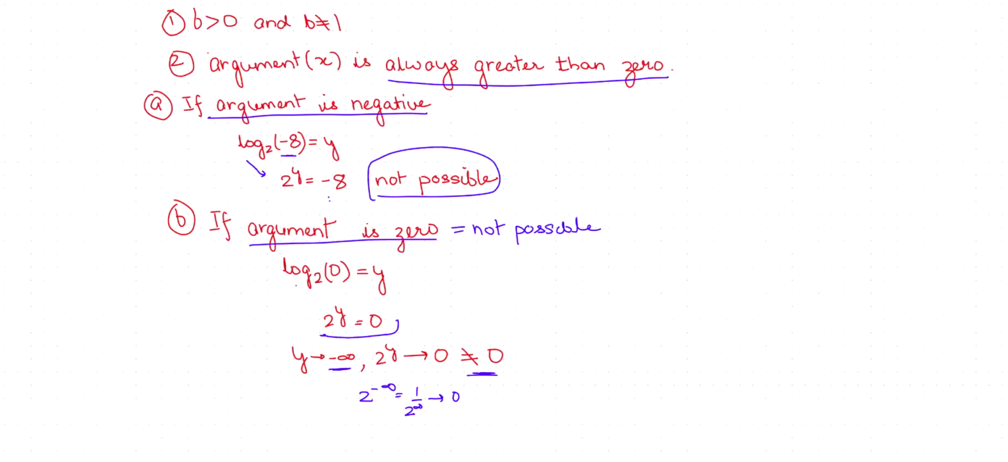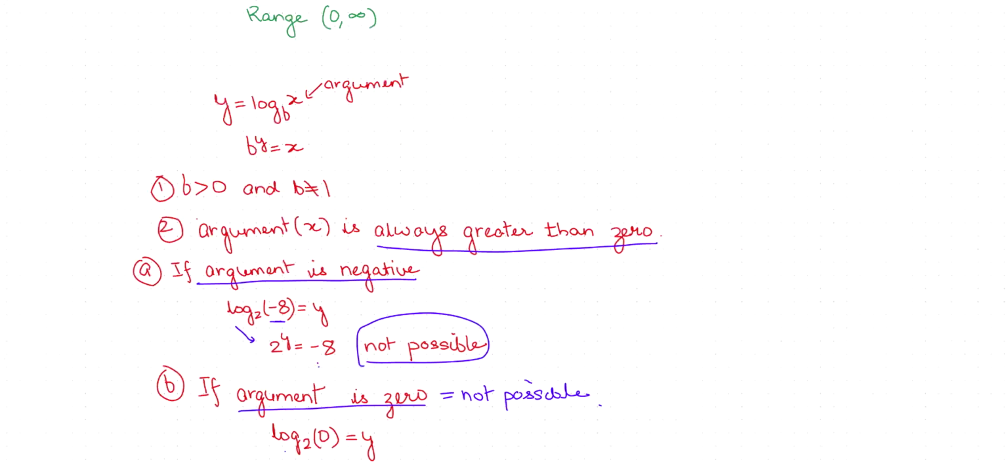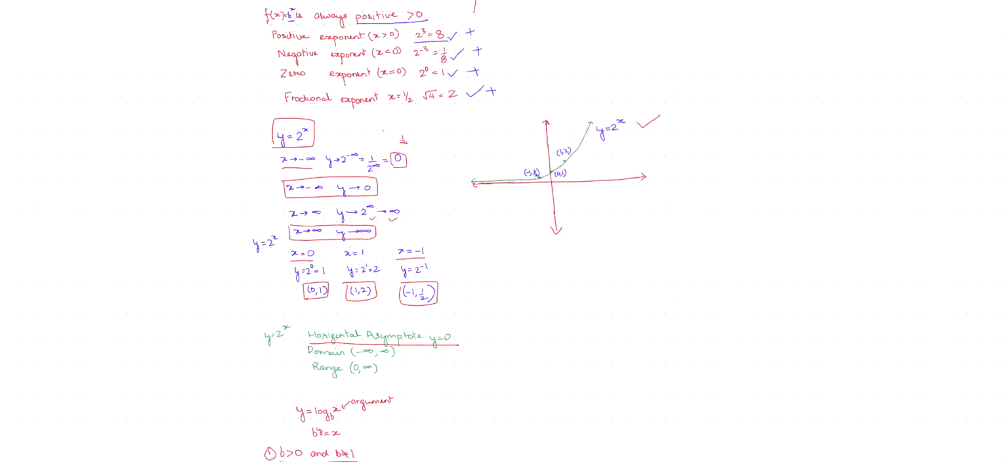And for the base, we already know, we have done it in the exponential, that it has to be greater than 0 and not equal to 1. So this was our exponent graph. Okay, now let's draw here the graph of the log function.